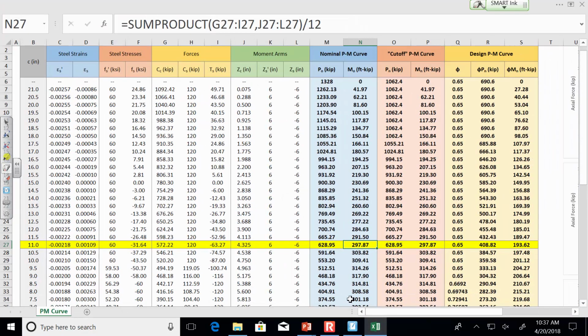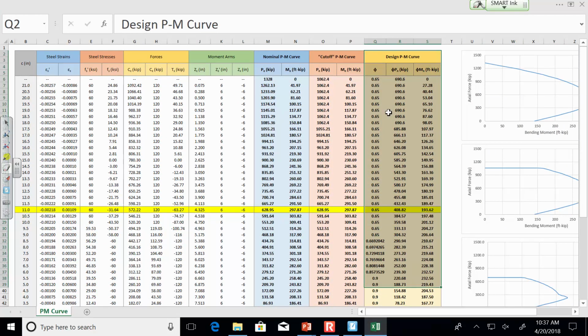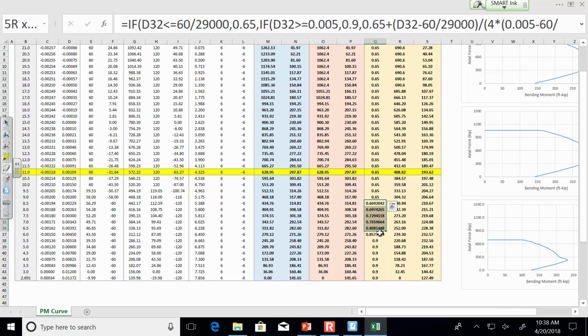Look at this. This is my design curve. And if you notice, for most of the curve, it's 0.65. But there's a transition region, where it jumps between 0.65 and 0.9. So that's what happens here. You get this sort of little nubbin area right here. That's why it sort of looks weird. That's where it's transitioning from 0.65 to 0.9. Right. Does that make sense?